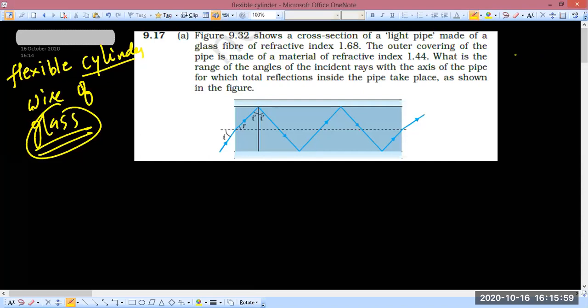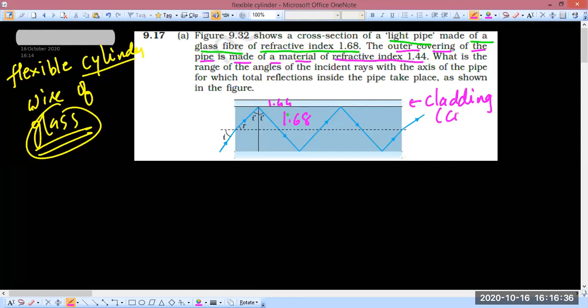So figure shows a cross section of a light pipe, which is called optical fiber, right? So this is an optical fiber made of a glass fiber of refractive index 1.68. The outer covering of the pipe is made of a material of refractive index 1.44. So this outer material that you are seeing is called cladding.